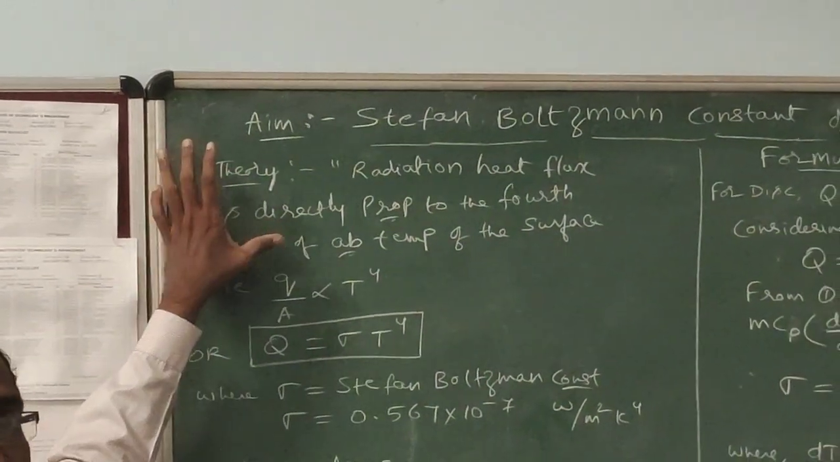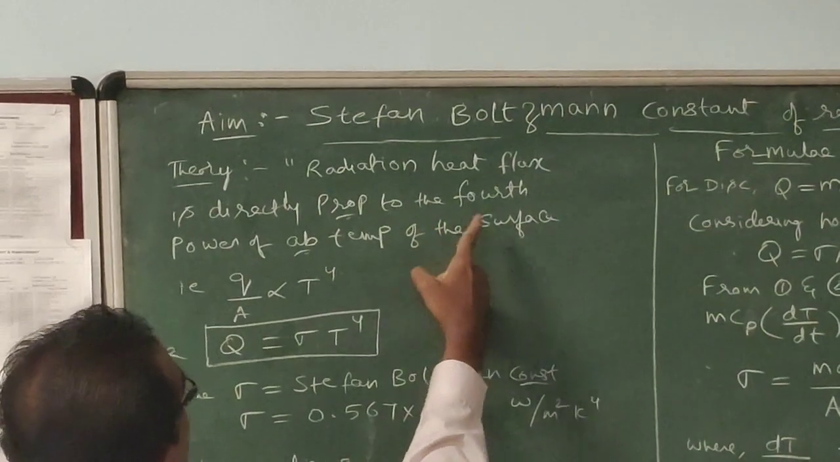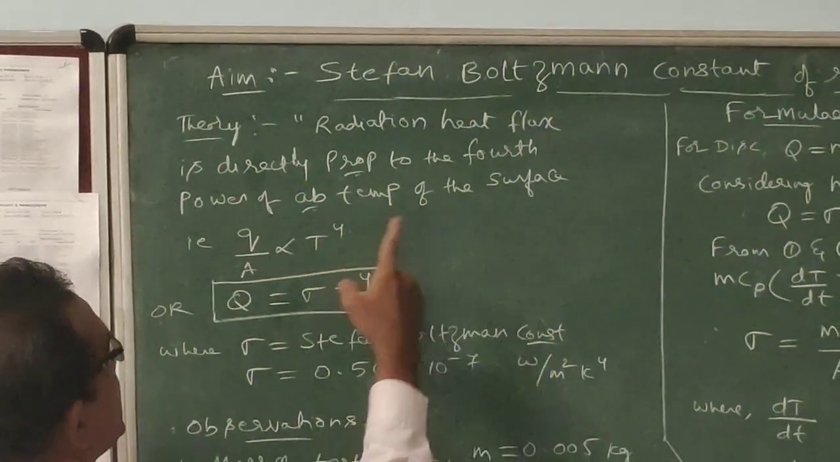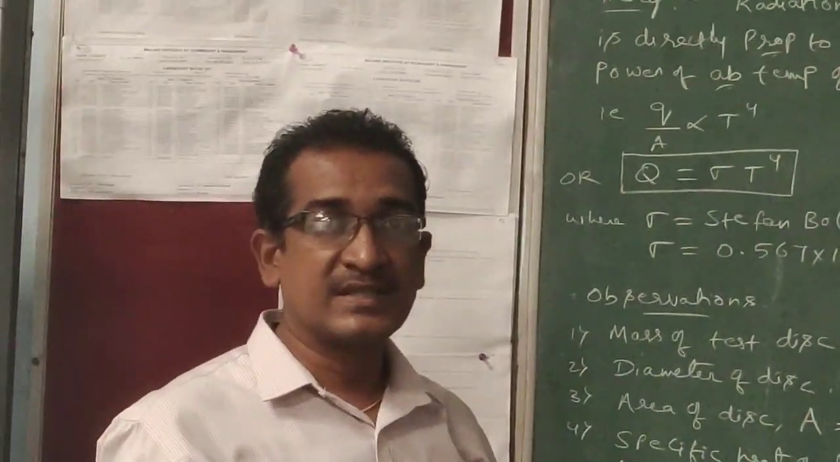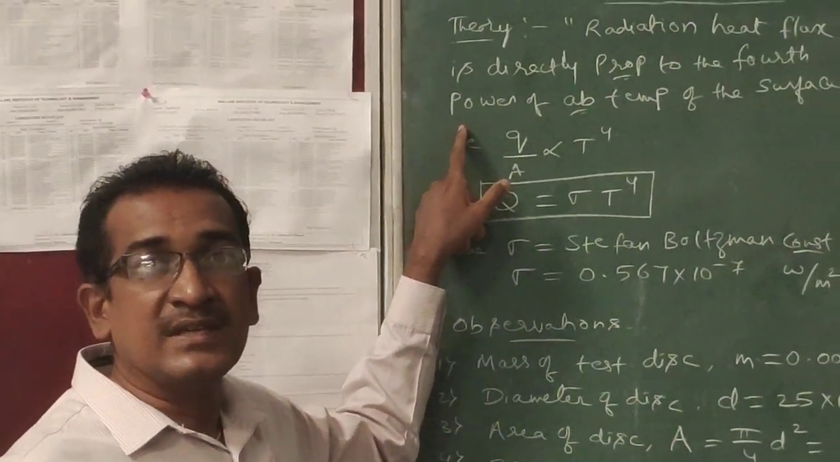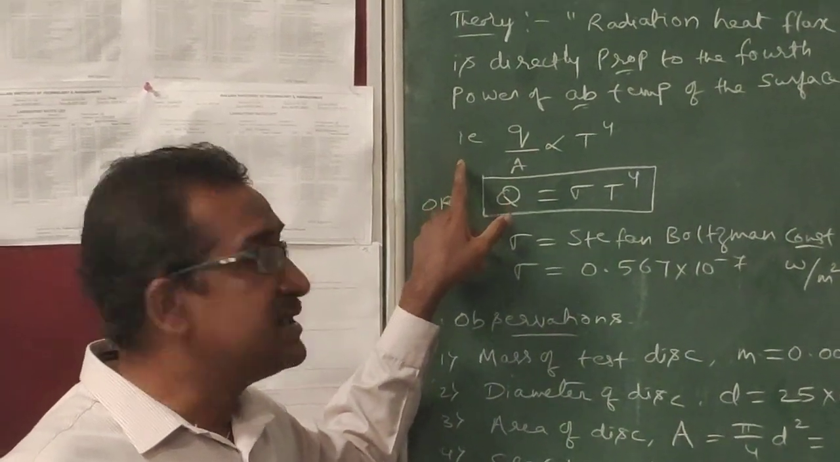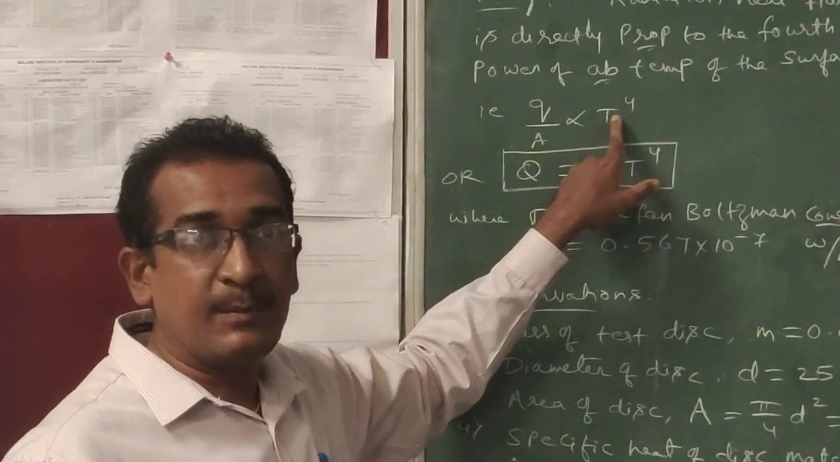Theory, very simple here. Radiation heat flux is directly proportional to the fourth power of absolute temperature of the surface. Radiation heat flux. What is meant by heat flux? Heat flux is Q by A. Small q is heat flux.